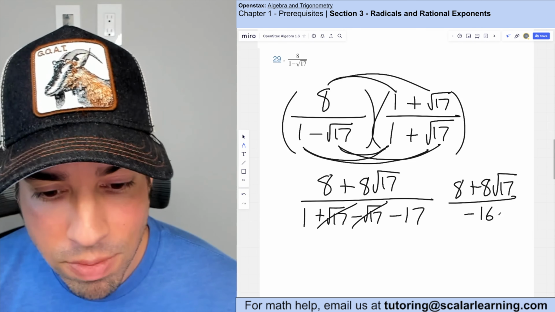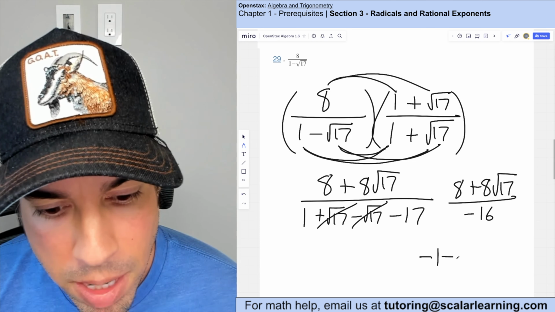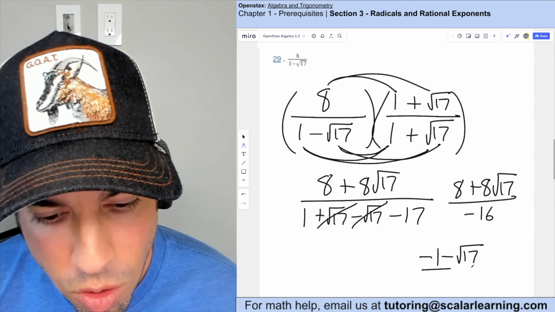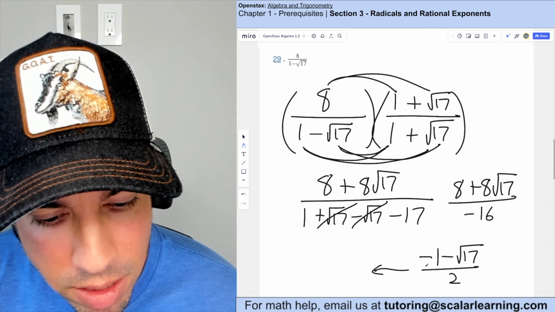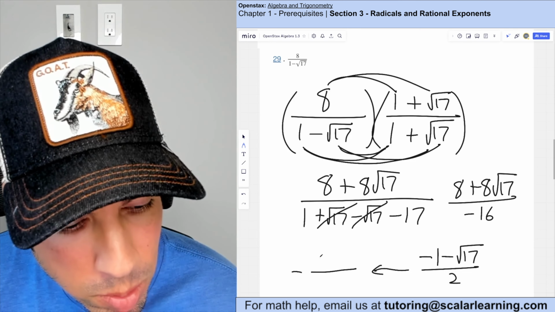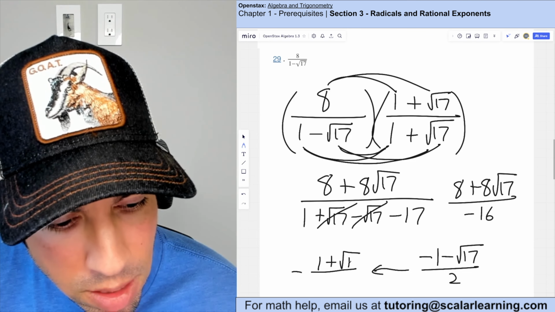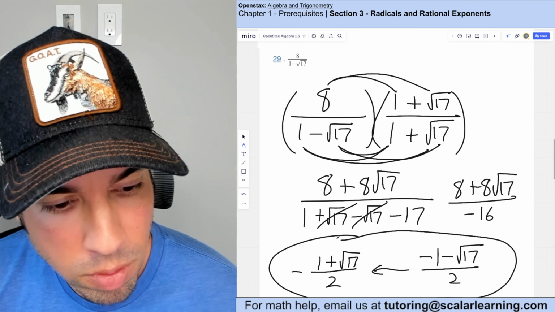Last but not least, I'm going to divide everything by negative 8. And I've got negative 1 minus rad 17 over 2. Or alternatively, I can write this by pulling that negative out of the entire numerator and just throwing it in front like so, leaving me with 1 plus rad 17 over 2. Both answers are acceptable. Done.